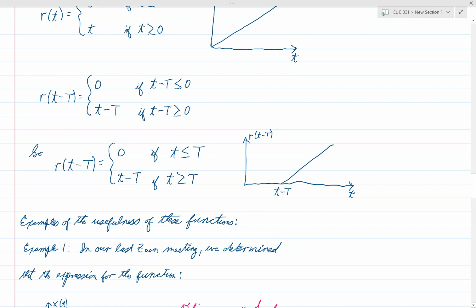Now, these functions, we're going to find out, are useful in several different ways, but let me show you just one simple way in which they're useful, one way we can understand already.